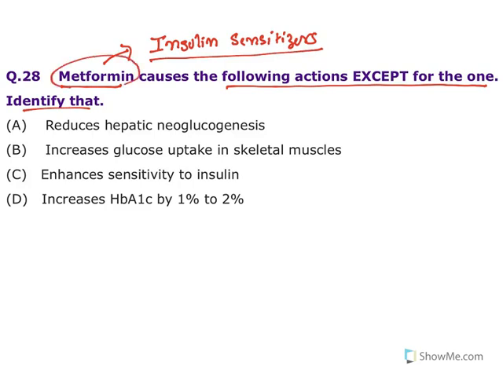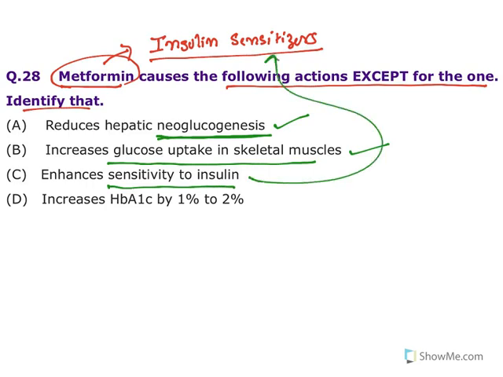Now let us see the actions. It reduces hepatic gluconeogenesis. True. Formation of glucose will be reduced by metformin. Now it increases glucose uptake in skeletal muscles. This is also true. Enhances sensitivity to insulin. This is what is meant by insulin sensitizer. So all the three are correct, and the answer is the one that is except for these. What is it except?